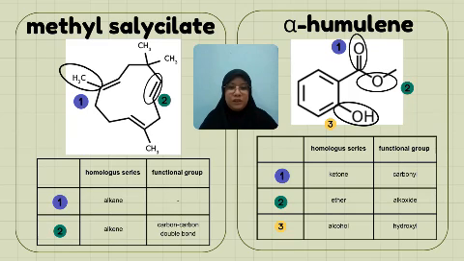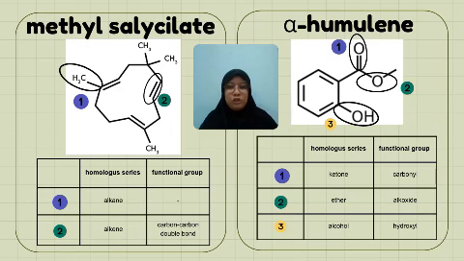And now for the fourth active compound, which is methyl salicylate. For methyl salicylate, the first one is the homologous series of alkane. For alkane, there is no functional group as alkane is a single bond compound. And then the second homologous series for methyl salicylate is alkene. The functional group of alkene is carbon-carbon double bond.